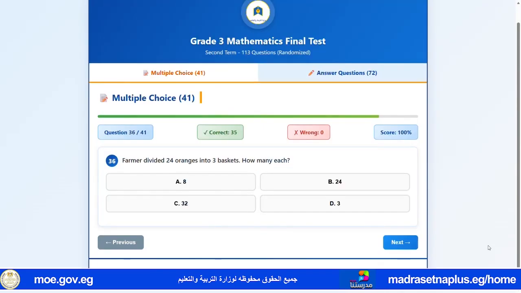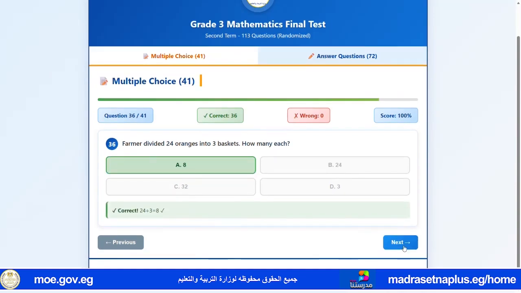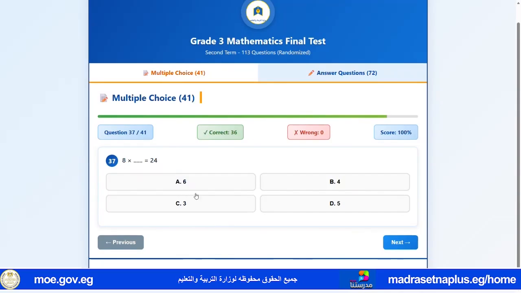Afama divided 24 oranges into what? Into 3 baskets. 24 divided by 3 equals 8. We got it before. 8 times what? 24? 8 times 3.